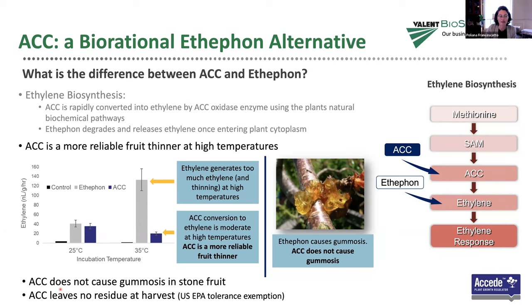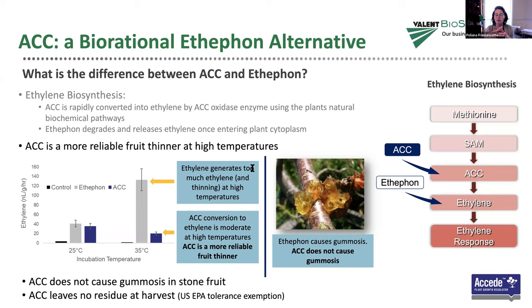Also, the other difference, which is a plus for ACC, is that ACC leaves no residue at harvest. In the US, the EPA has granted a tolerance exemption for Accede, because we found that when we spray Accede on the plants, the levels decline back to the background levels very quickly. You find ACC in plants anyway, even if you don't apply the chemical.